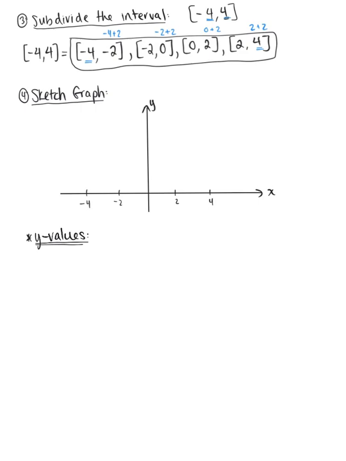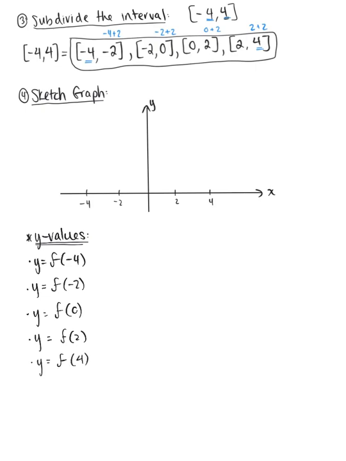So we're going to need the y value for when x is negative 4. We're going to need the y value for when x is negative 2. We need the y value for when x is 0. We need the y value for when x is positive 2. And then we need the y value for when x is positive 4. And then based off of these numerical values, we'll establish our y scale.